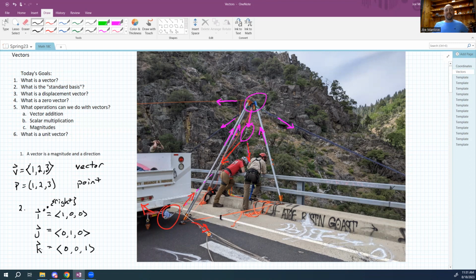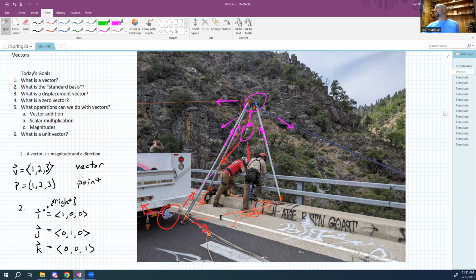These are going to be our standard basis for 3 dimensions. Don't worry about what I mean by the word basis. You'll learn it in linear algebra. As far as what we mean here, we mean i is to the right, j is towards the positive y, k is up. I keep screwing up j as saying forward or backwards, depending on which way I'm looking at the picture. So I'm going to just say towards the positive y. All right, so that's our first 2 questions answered.